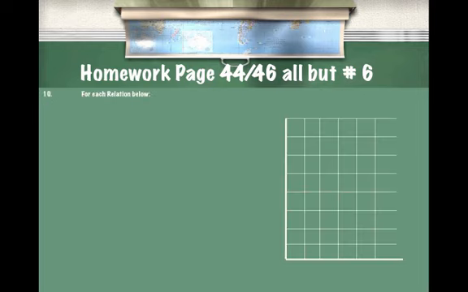Question 10. I apologize for the small print. For each relation below, describe a real-life situation, make a table of values, graph the relation, describe the graph, and lastly, write 2 questions you could ask using the graph.